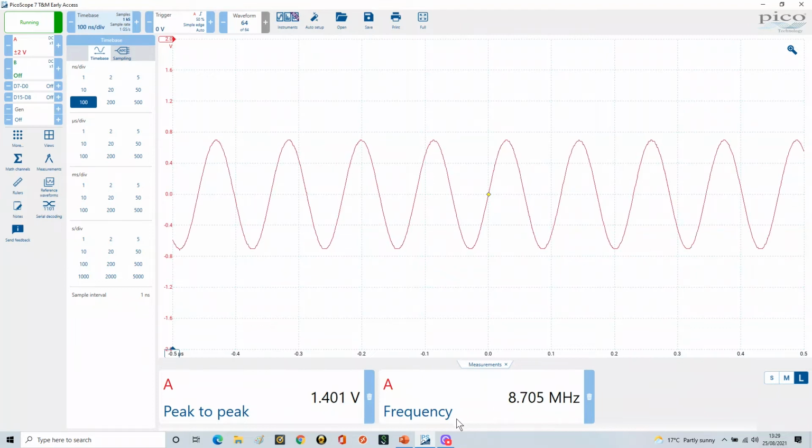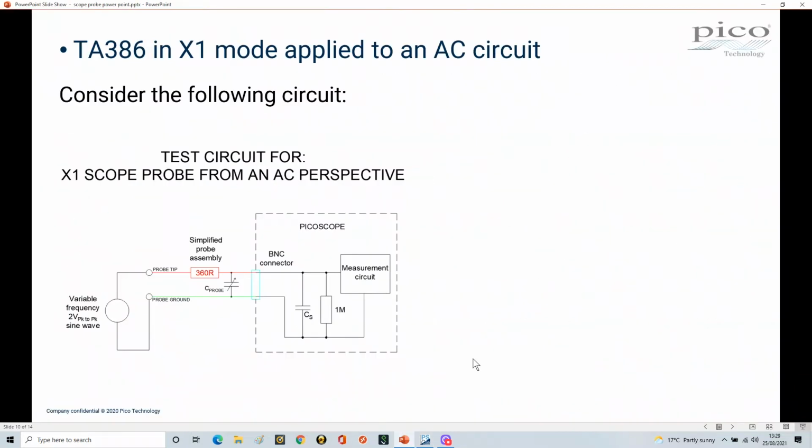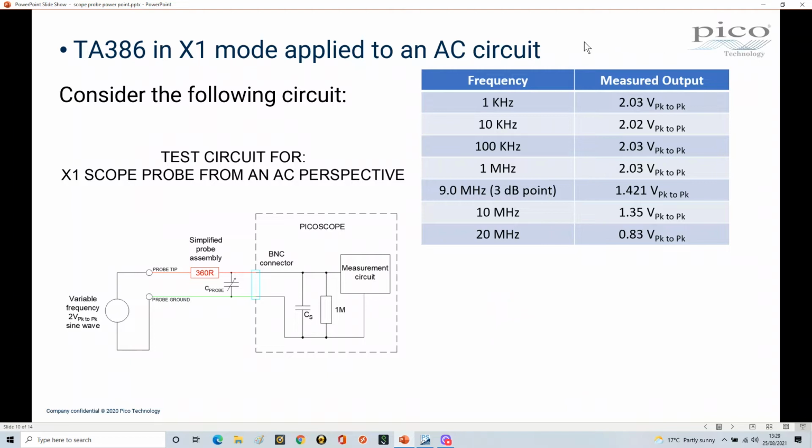So let me now go back to our PowerPoint. And so what I did was I tabulated those results, and these are ones I did earlier on before I started doing this particular presentation, just to see the numbers. And we got around about 9 megahertz for the 3 dB point. So it's not far out, but that is actually because of the adjustment of this capacitor in here. So what can we say about all of this?